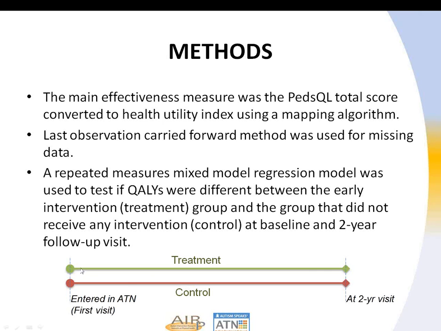So we have two groups. The treatment group received any intervention at the baseline entry into the ATN and at about the 2-year visit. This group is the group who did not receive any intervention.